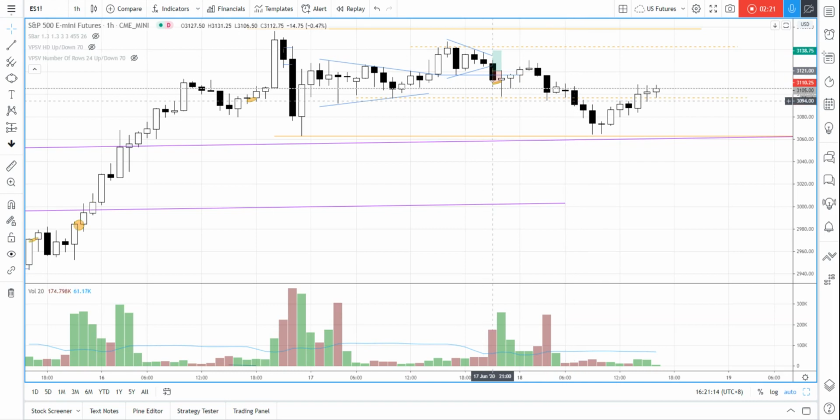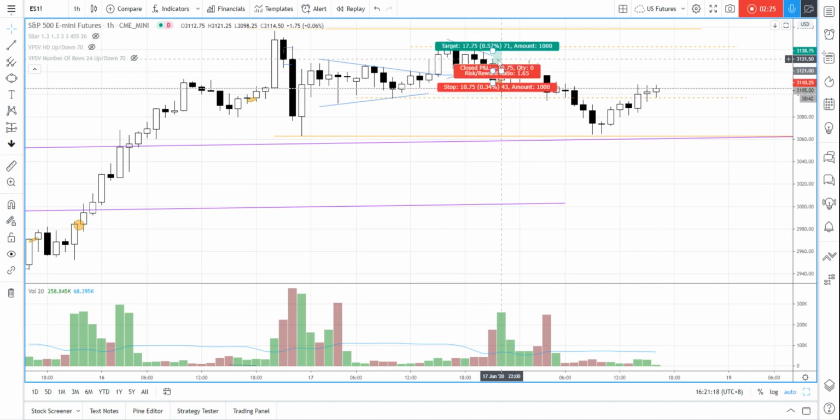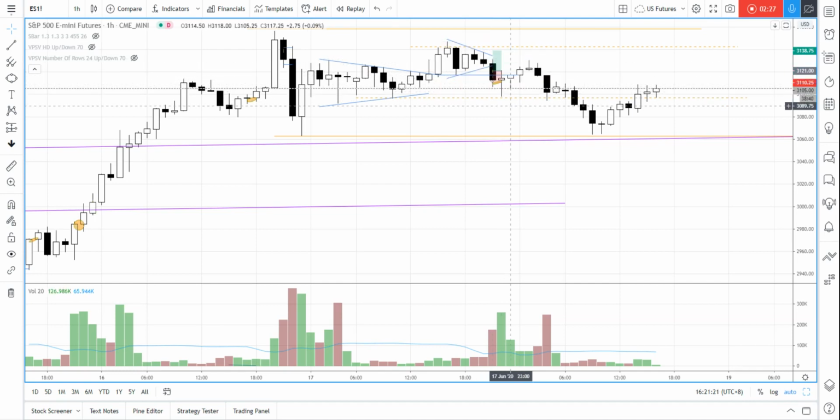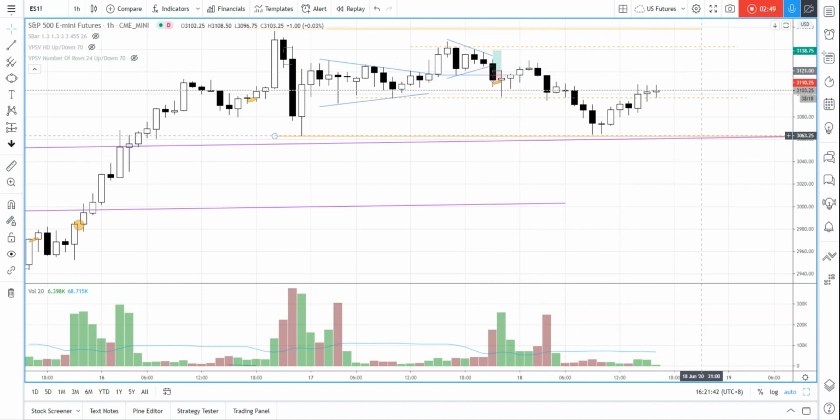Subsequently, at the US opening session, you can see that we have a breakdown from this tiny triangle here, but there wasn't any downside follow through. It actually barely tested the low at this bar or even the swing low here. So basically, it was just going nowhere, fluctuating and consolidating in the middle of the trading range from 3060 to about 3160.